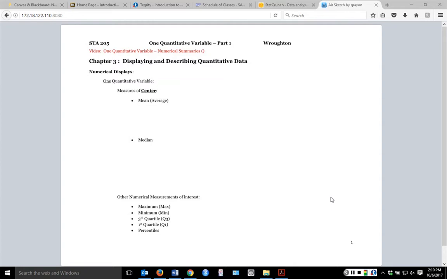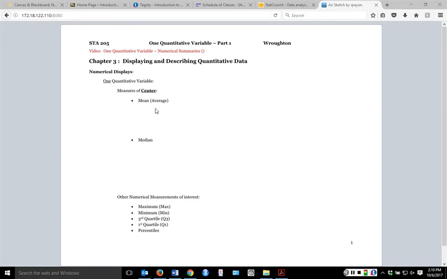So hopefully now that we remember what a quantitative variable is, we're going to talk about what we did in the part 1 notes for a categorical variable, and we're going to start by looking at numerical and graphical displays. We're going to start with the numerical displays for a quantitative variable. Some of these you've probably already seen before, but we're going to go through them for completion. The first thing we talk about is a measure of center. There are two different measures of center.